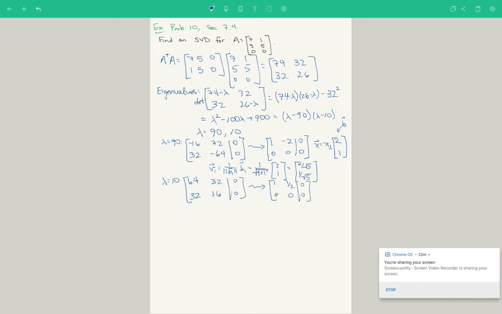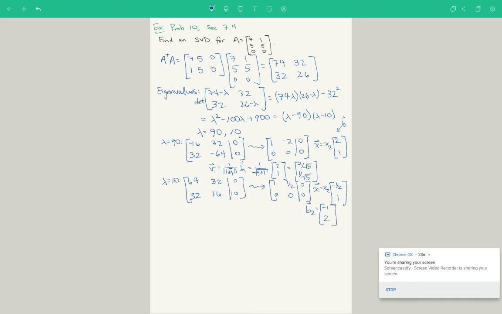Okay, so our x here, if we think of x2 as our free variable, then we've got minus 1/2 copies of x2 in x1 and 1 copy here. I don't love that fraction. So instead for my basis vector, I'm going to let x2 equal 2. So I'm just going to scale this up. So this will be minus 1 and 2.